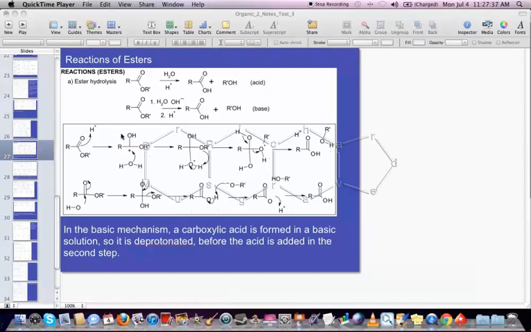Well, let's now look at the base catalyzed hydrolysis of an ester, and here we're going to use H2O and OH minus, and we're going to use H plus in the second step to get neutral compounds at the end. Alright, so let's look at how that goes.